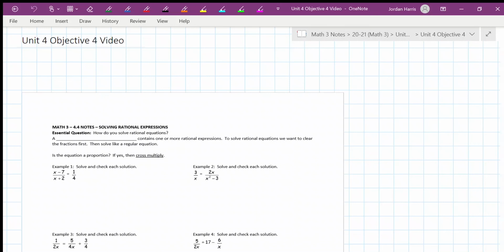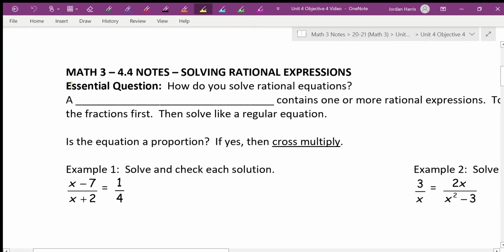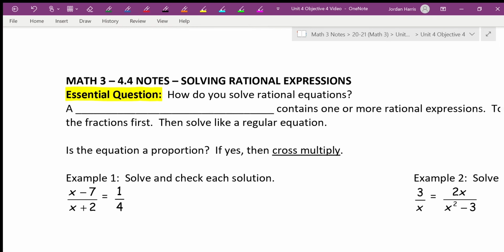This is 4.4, solving rational expressions. So we're actually solving today. Here's your essential question: how do you solve rational expressions or rational equations?